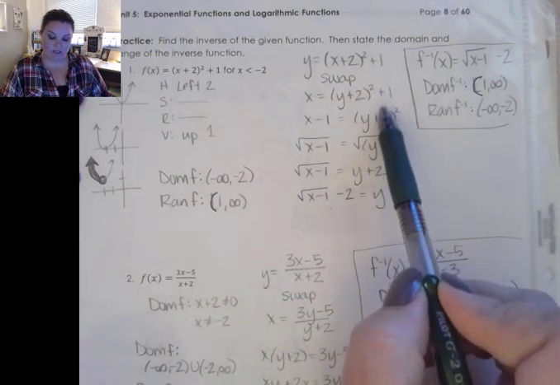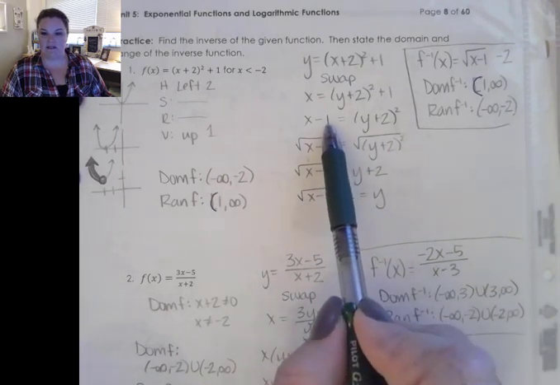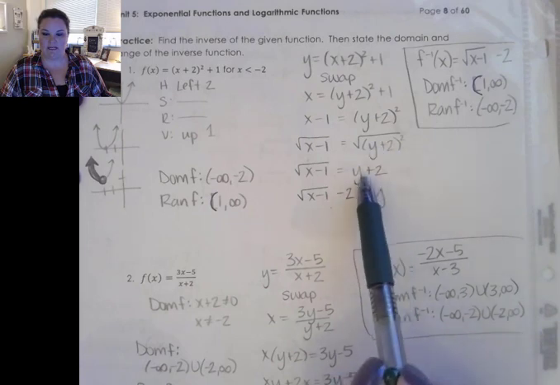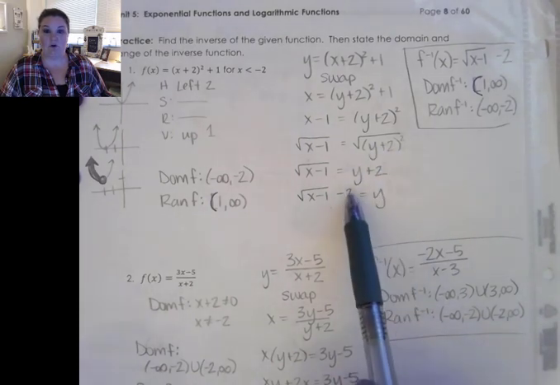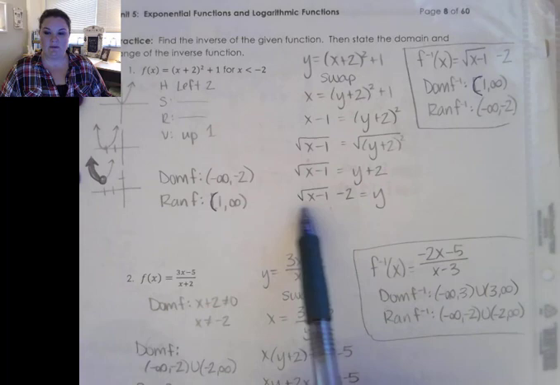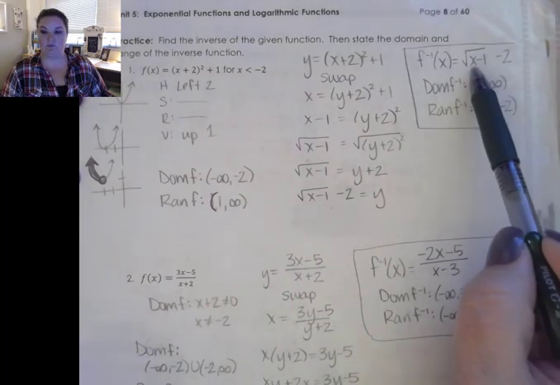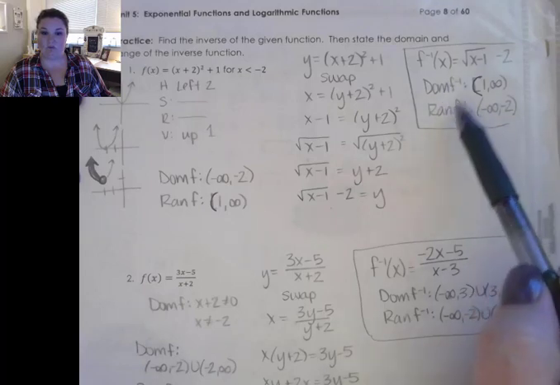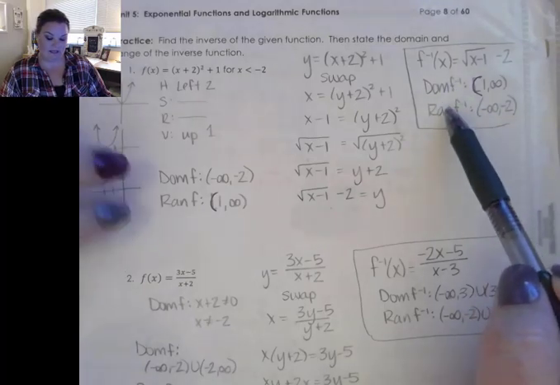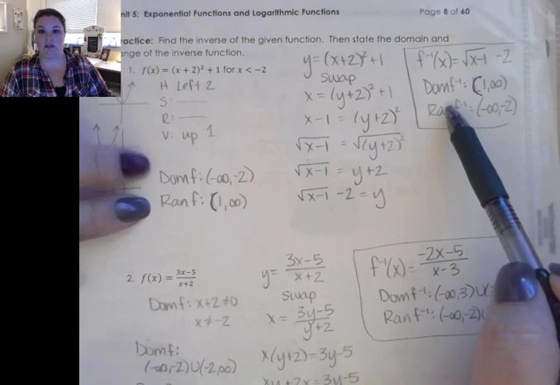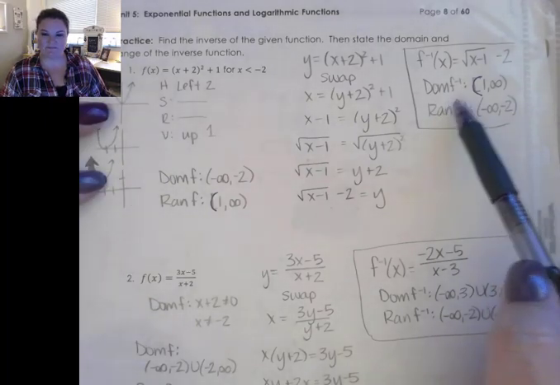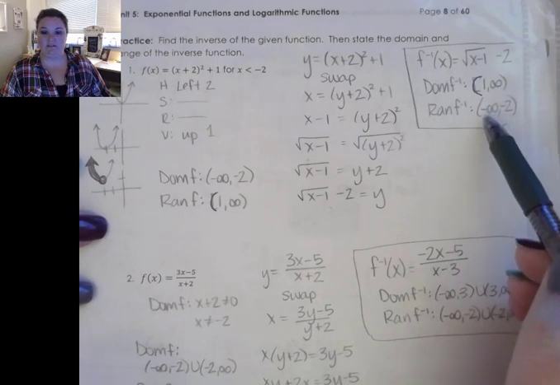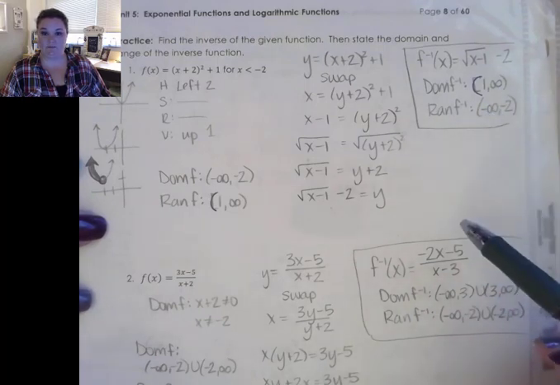So we need to move the +1 over by subtracting, then take the square root of both sides to get rid of the squared on that quantity, and then move my +2 over. Okay, so that gives me my inverse function, which is the square root of x - 1 - 2. And then to figure out my domain and range of this new function, I take the domain and range of the original and just swap them, right? So we end up with a domain of 1 to infinity, a range of negative infinity to -2.